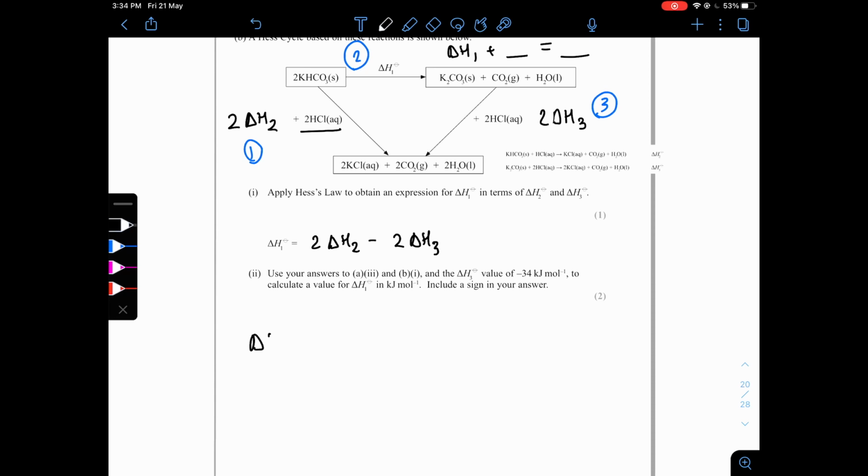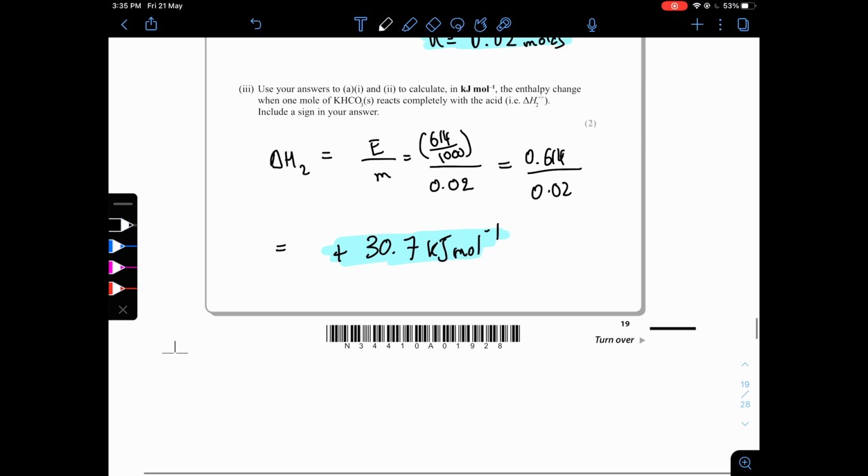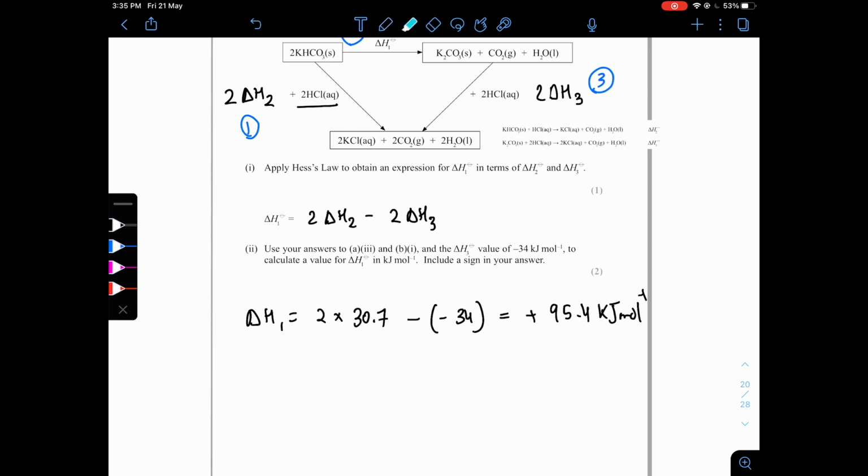So use your answer to part IIBI to calculate the answer. So delta H1 would be 2 times 30.7, that's our H2, isn't it? So 2 times 30.7 positive, and take away minus 34. That gives us 95.4. So this is positive 95.4 kilojoules per mole. So again, the sign matters a lot. That is our two marks here. So, the answer and then the positive sign.